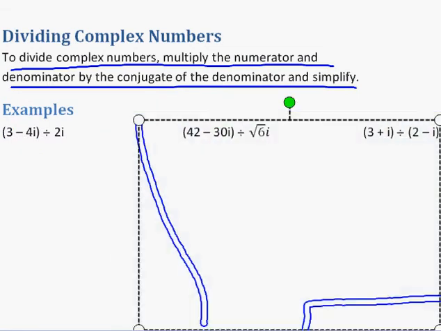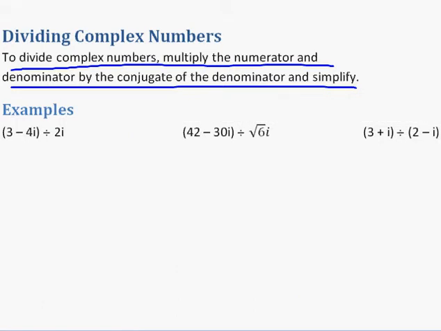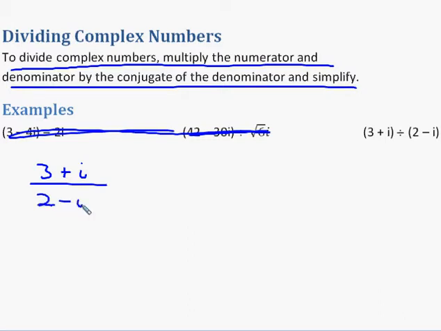Still didn't get it all. And we're going to do this last one. In fact, I'm going to just rewrite it over here to give us plenty of room. So we have 3 plus i divided by 2 minus i.